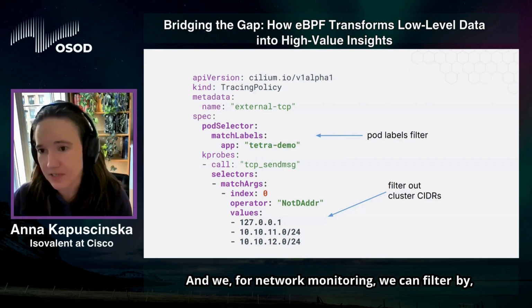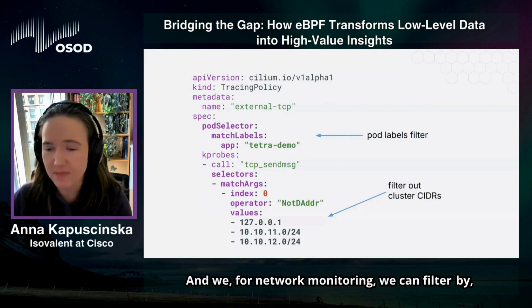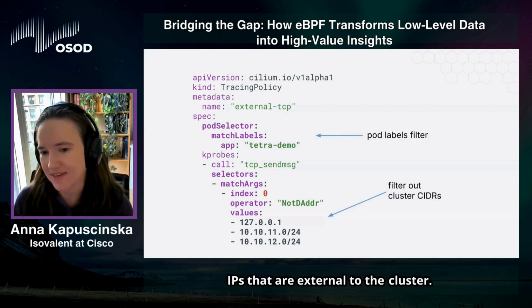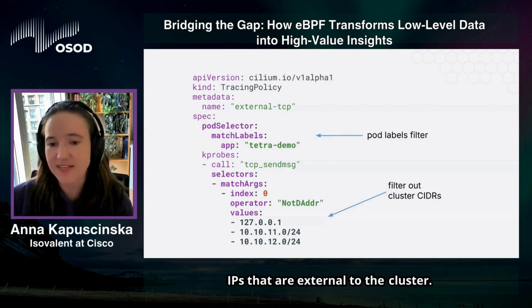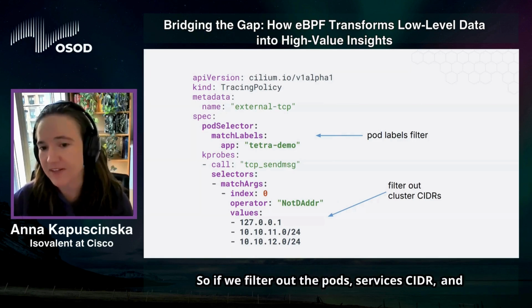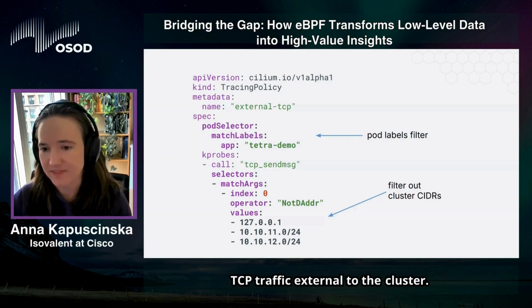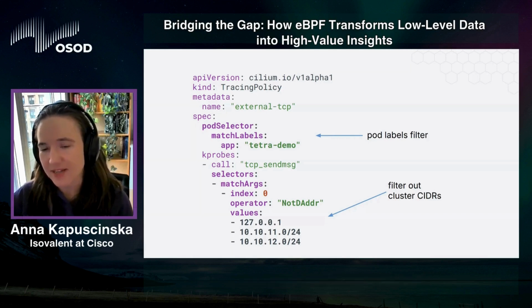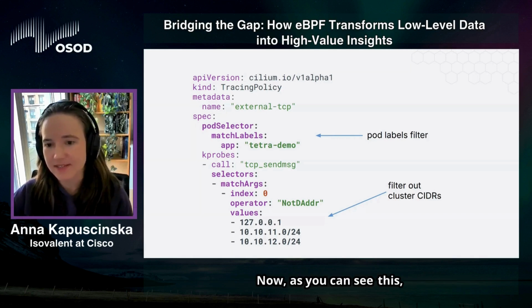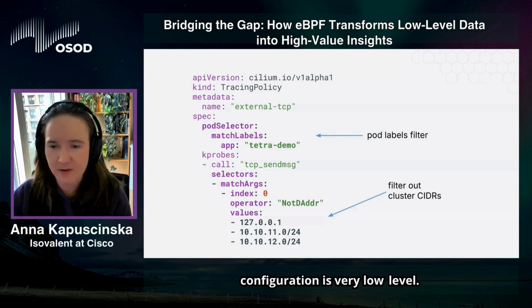And for network monitoring, we can filter by IPs that are external to the cluster. So if we filter out the pod services CIDR and localhost, then we essentially get all the TCP traffic external to the cluster. Now, as you can see, this configuration is very low level.